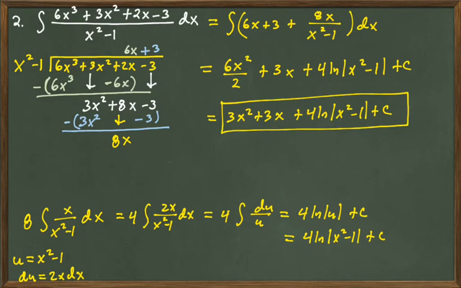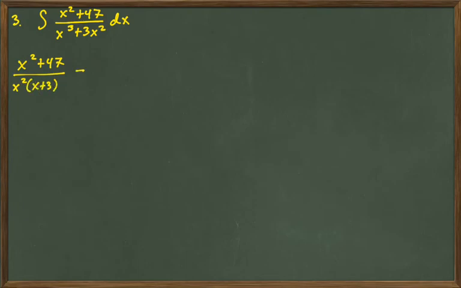Okay, all right. We'll go ahead and look at one more. Example number 3. So we're going to look at the integral of x squared plus 47 over x cubed plus 3x squared dx. Okay, so x squared plus 47, the denominator factors to x squared times x plus 3. All right, so we got A over x plus 3 plus Bx plus C all over x squared.